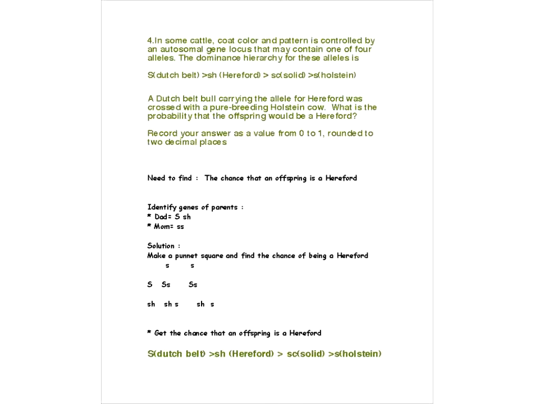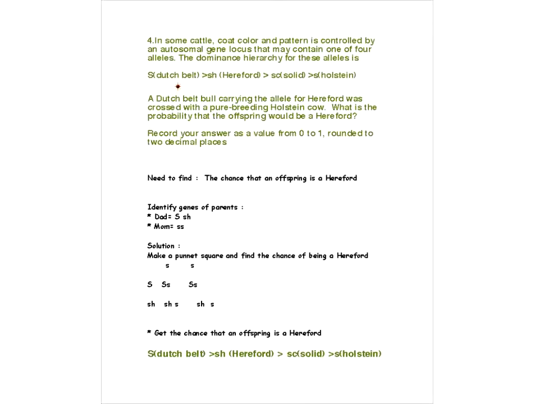Now going on to the next one. The next one's talking about cattle. This is kind of a different sort of problem. It says, coat color and pattern is controlled by an autosomal gene locus that can contain 1 of 4 alleles, with a dominance hierarchy. When you talk about a hierarchy, you're talking about one thing being greater than another thing, which is greater than another thing.